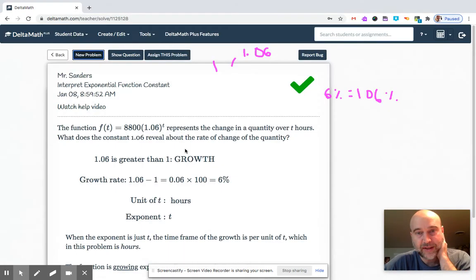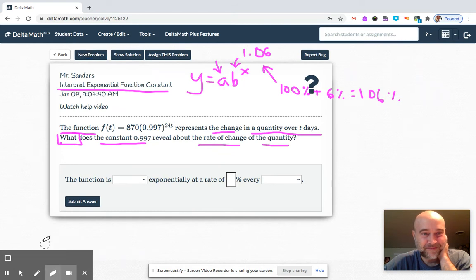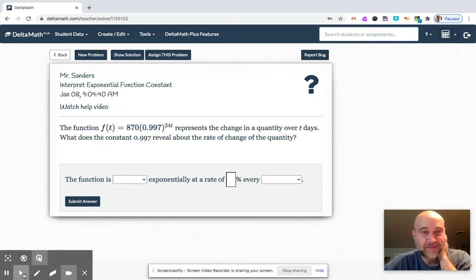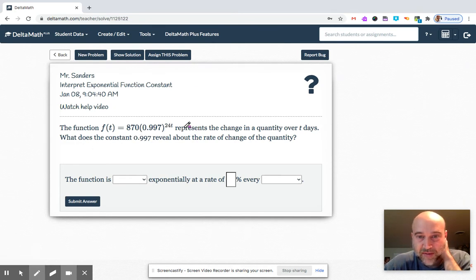Let's go ahead and see if the next one's any different. The function is this right here, and it represents the change in quantity over t days. What does the constant 0.9 reveal about the rate of change of the quantity? Let's do our best and attack it. Notice that we have a 24t up here, so the growth is being multiplied by 24. It looks like it could even be in terms of hours, since we have that 24 right here.